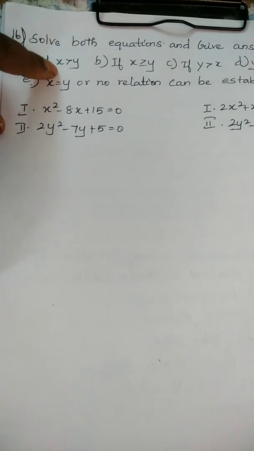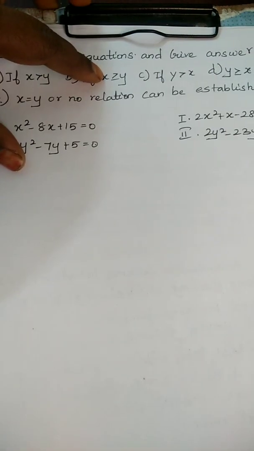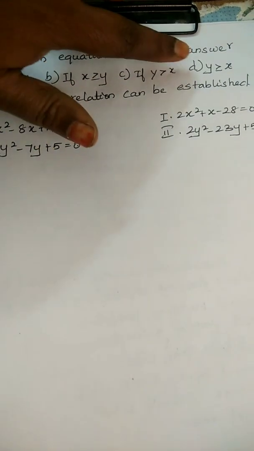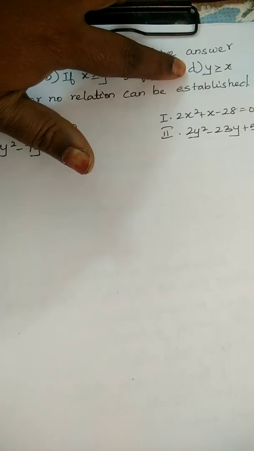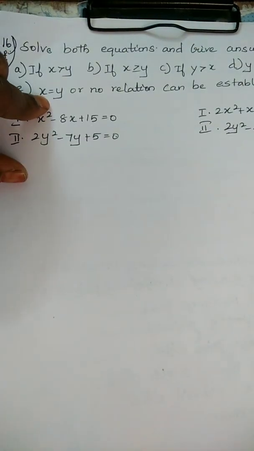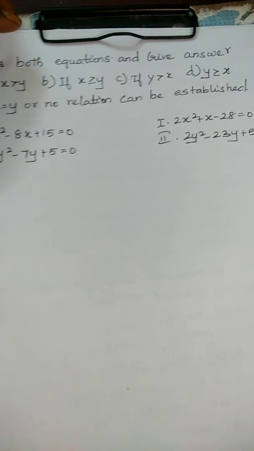Option A, if x greater than y. Option B, if x greater than or equal to y. Option C, if y greater than x. Option D, y greater than or equal to x. And option E, x equal to y, or no relation can be established.